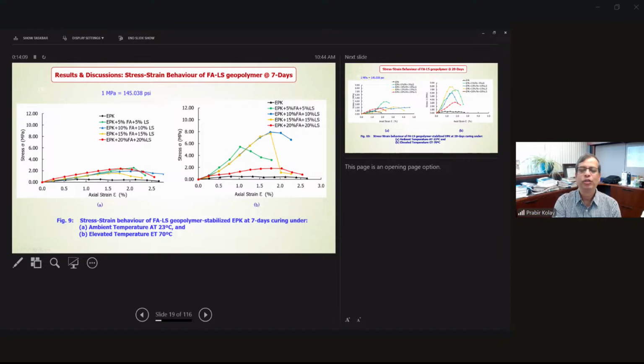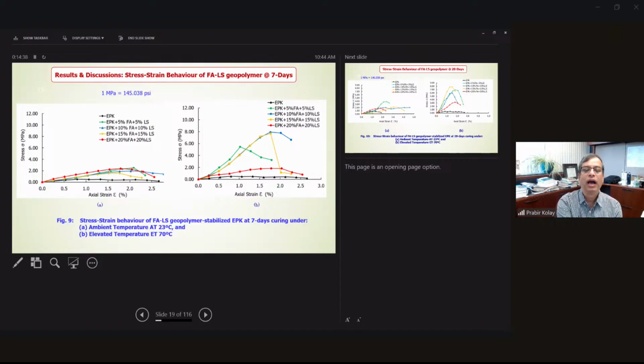Geopolymer reaction basically does not occur unless you elevate the temperature. So the problem in real-life practical applications is how we are going to increase the temperature at the site. That's why we tried both methods and saw what happens: how much the strength increased with temperature increase, and how much it is in the ambient situation.